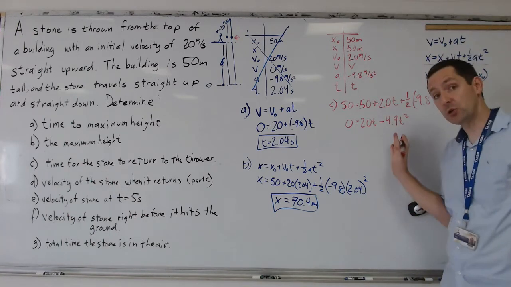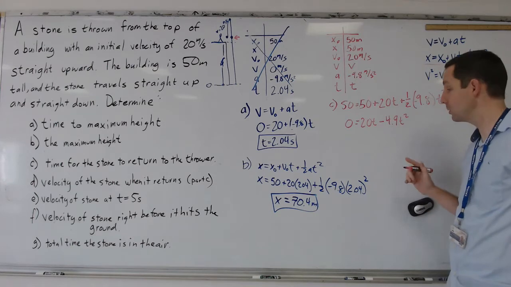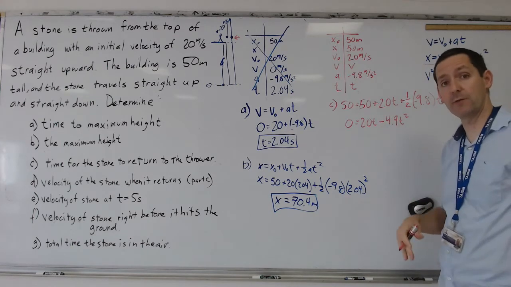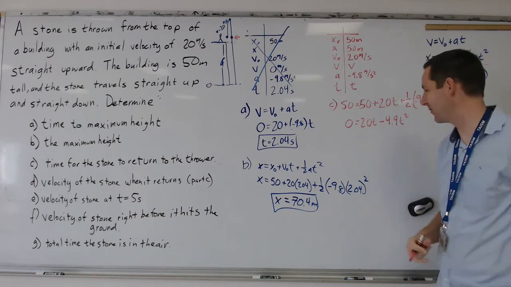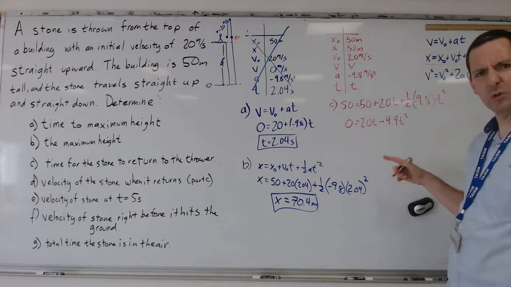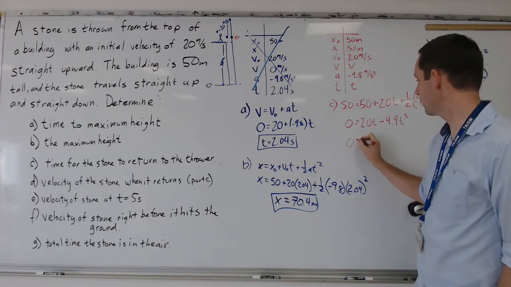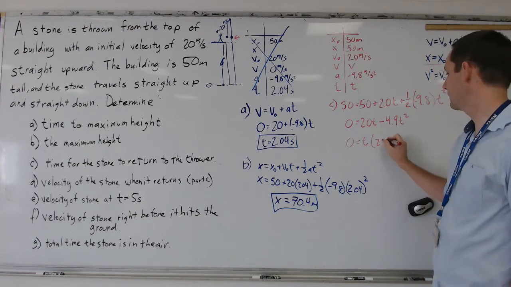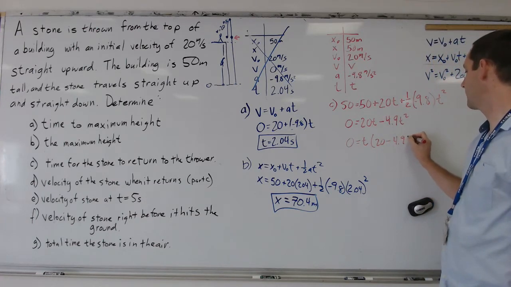Now, at this point, you could use your calculator to solve that, right? You could use your calculator and it'll solve that for you. If you don't know how to do that, come ask me. I'll help you out with it. Or we can just do a factor, right? We just go 0 equals t times 20 minus 4.9t.